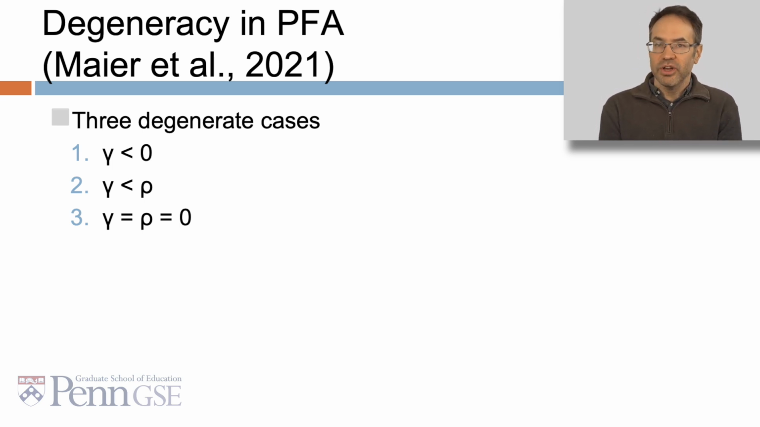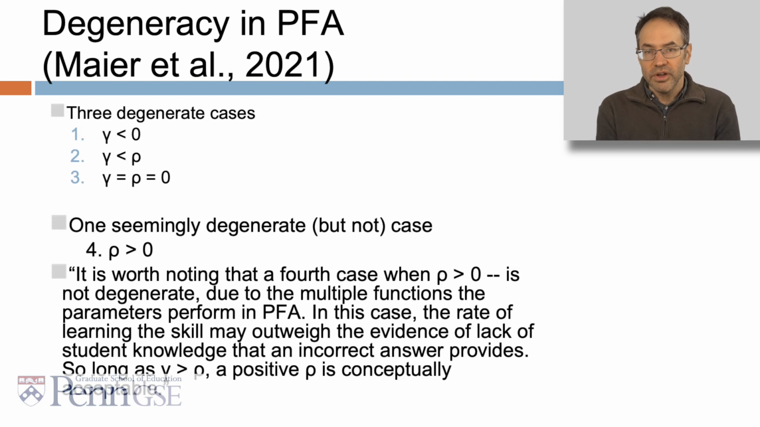And Meyer et al. 2021 talk about 3 degenerate cases that you can get, where gamma is less than 0, where gamma is less than rho, and where both gamma and rho equal 0. There's also a seemingly degenerate case that actually isn't, where rho is greater than 0. And Meyer and her colleagues talk about this, that in this 4th case, there's actually not degeneracy because of the multiple functions the parameters perform in PFA.